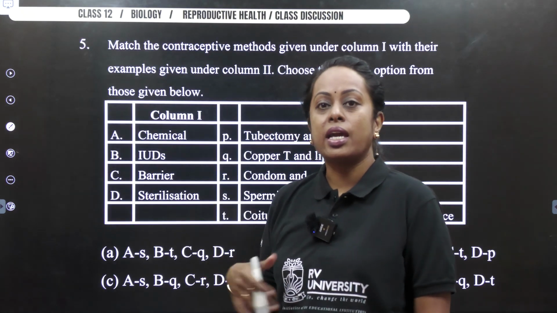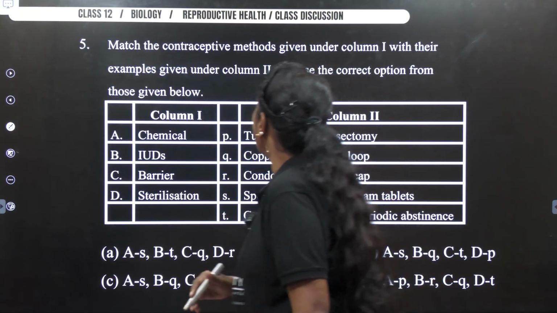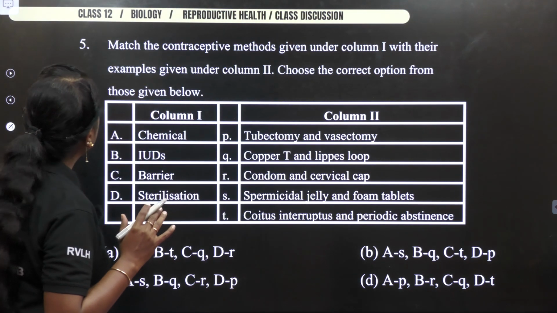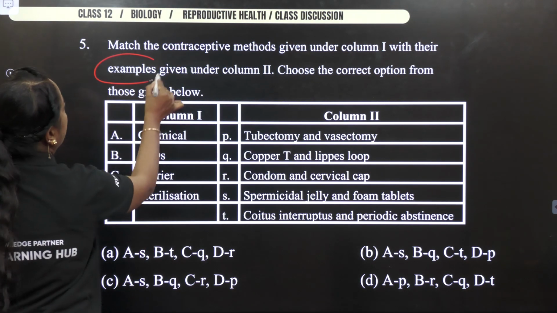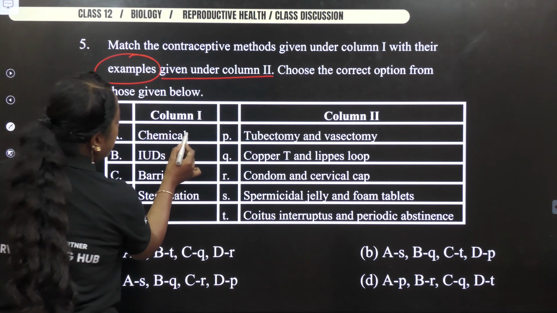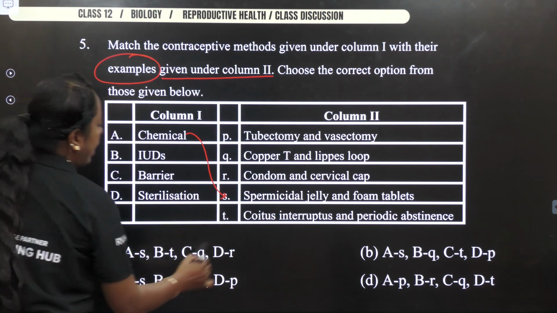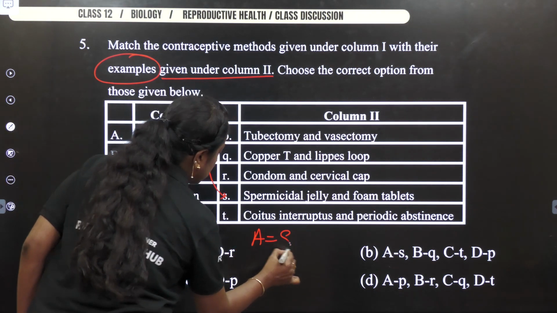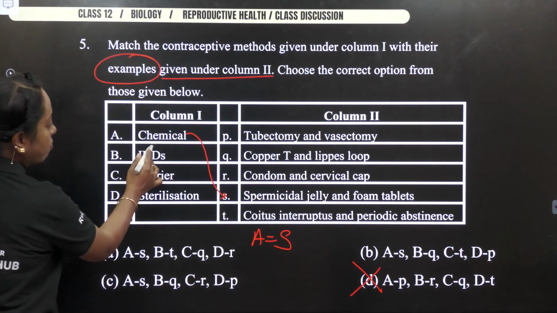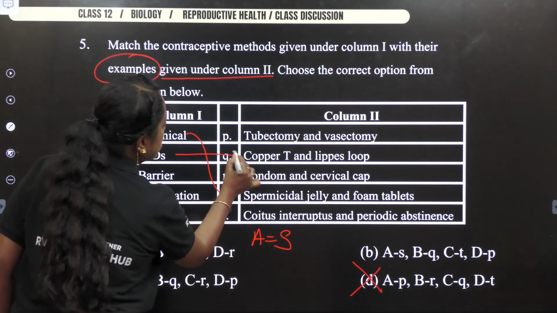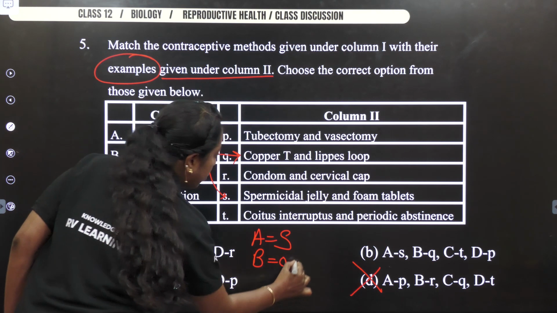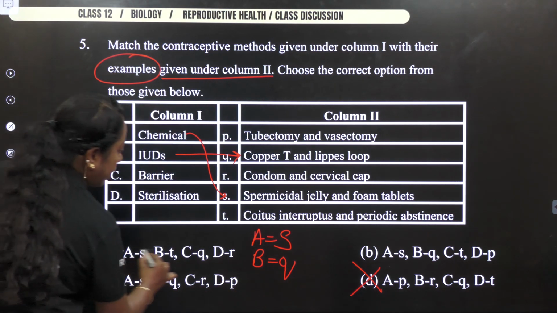Now with this, let's see our next question. Match the following: the contraceptive methods given under column 1 with their examples given under column 2. So chemical, what should it be? A is S. So now D is gone. Next you have IUDs. IUD is copper T. So that means B becomes Q. So option A is removed.